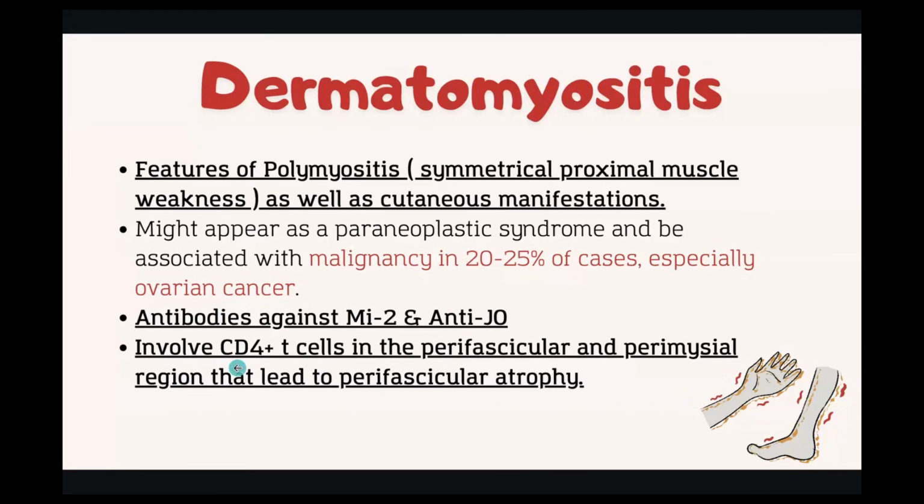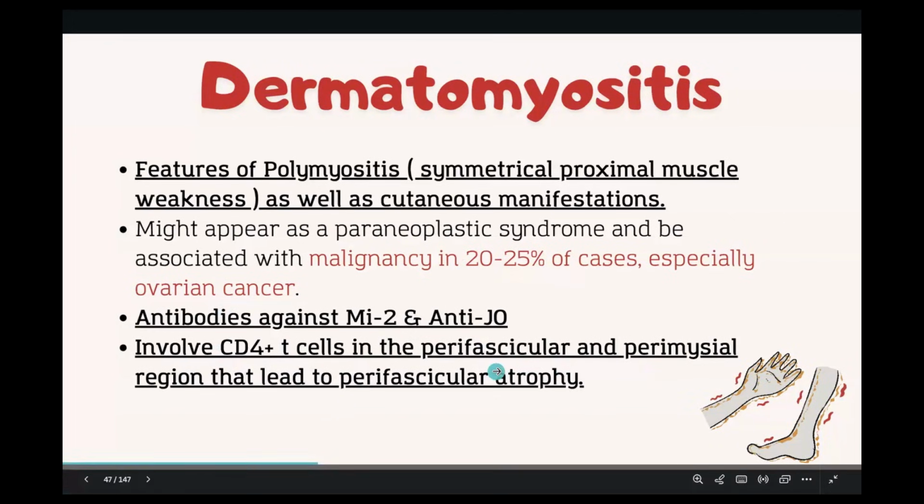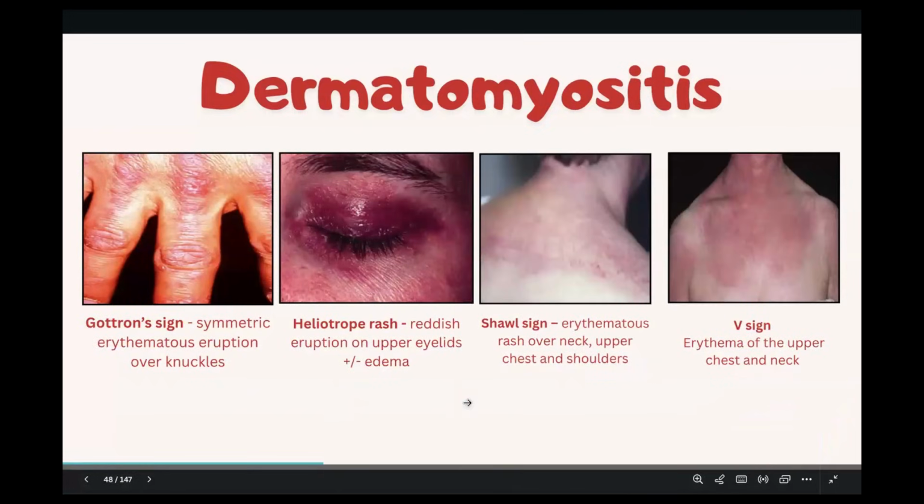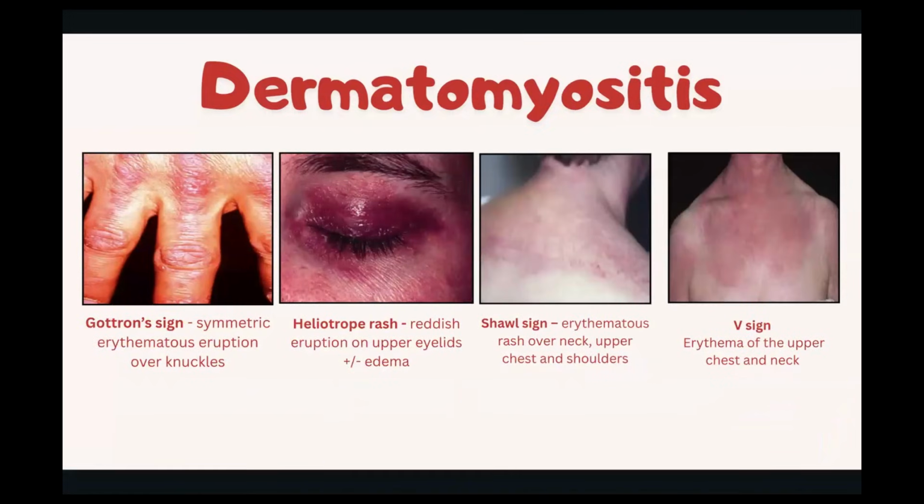Now, this disease involves CD4 positive T cells, not CD8 positive. So CD4 positive T cells in the perivascular and the perimysial region instead of the perivascular and the endomysial region compared to polymyositis. So what are the skin manifestations that show in this disease?